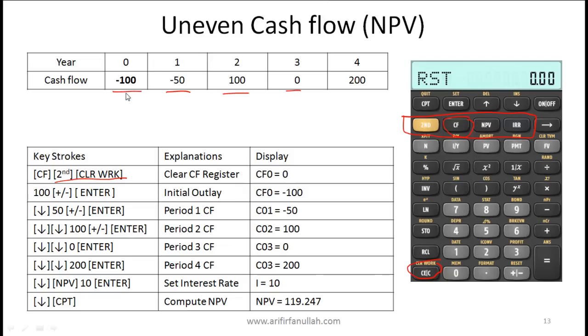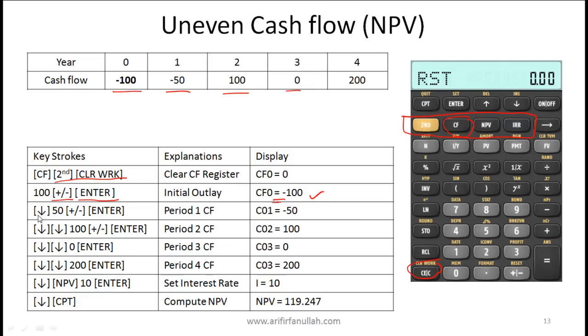Then you enter this data. So you put in 100, and since it's a negative number, you then put plus minus. And when you do cash flow related entry, you have to press enter. After pressing enter, you will notice that your register will say cash flow 0 is equal to minus 100. If you don't see an equal to sign, that means that the system has not accepted your entry. And typically, if you don't click the enter button, you won't see the equal to sign.